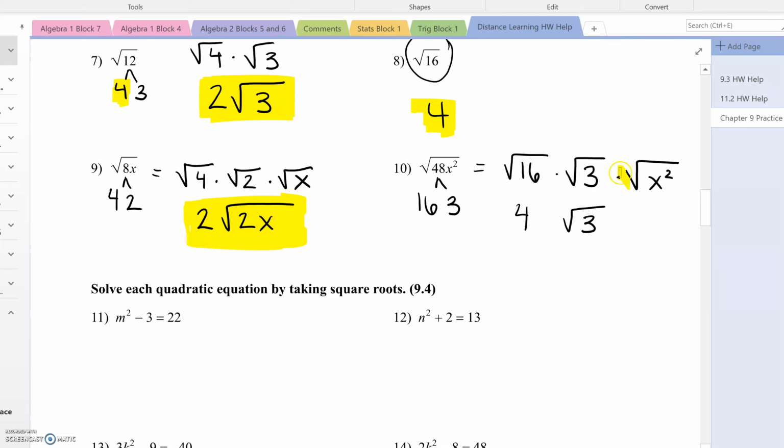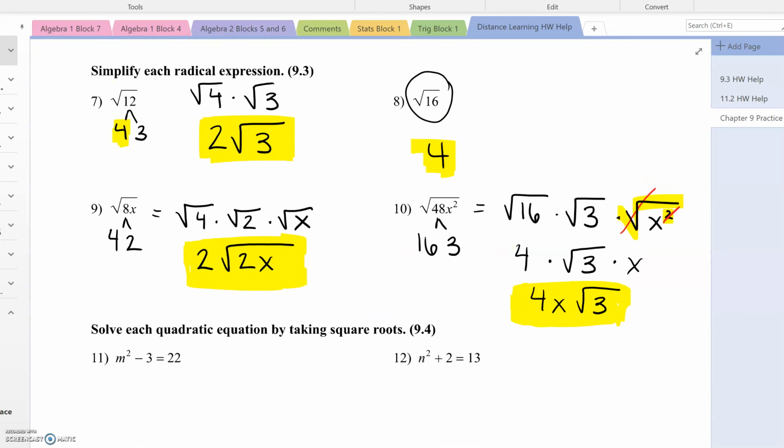Now, what is the square root of x squared? What happens to the square root and the squared part? They cancel out, right? So a lot of times you'll see this stuff that is not underneath the radical written out front. So 4x square root of 3 is our answer for number 10. And that is very quickly how you solve all of the 9.3 problems simplifying radicals.